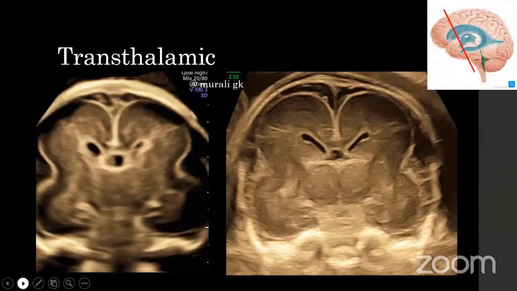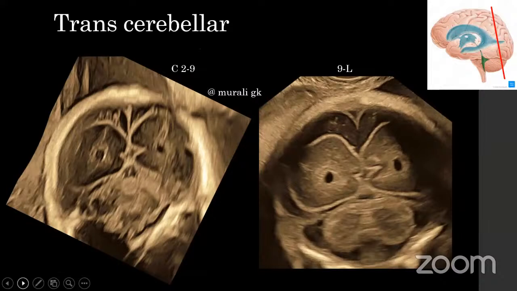Now moving from transthalamic, I go still posteriorly. This is the only section which has to be taken through the posterior fontanelle. Again, these are not transvaginal, both are transabdominal images. This is on a 2-9 probe. This is on a 9L linear transducer. So here, you are seeing the intact occipital bone. You are seeing the two occipital lobes and the occipital horns of the lateral ventricle. In the midline, you are seeing two indented sulci coming out. They are called the calcarine sulci.